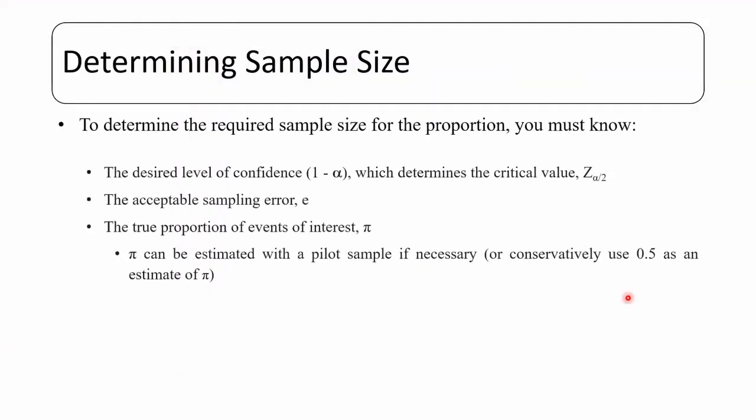So determining sample size, in this case, what is important here is pi, your population proportion. If that is not given, you can estimate it with a pilot sample if necessary. So in your example, you will be given that. Or if that is also not given, you can use 0.5 as an estimate for pi. You have to remember this, because that is important when it comes to estimating your population proportion.